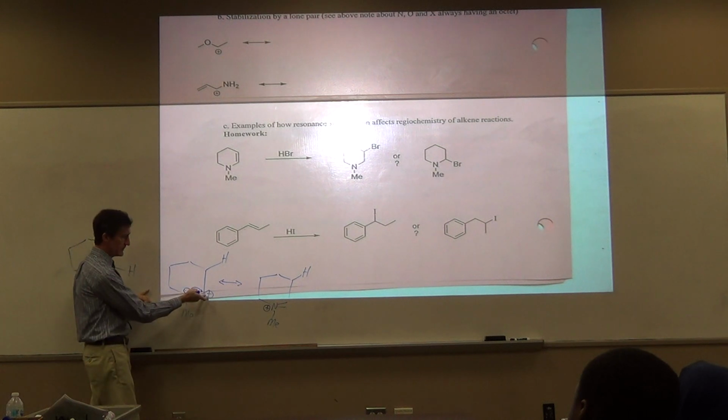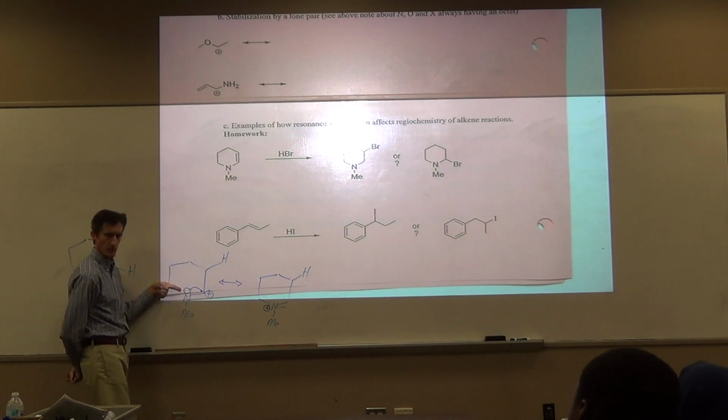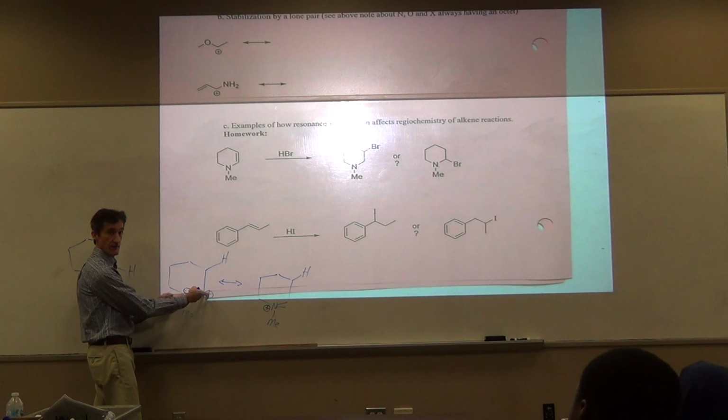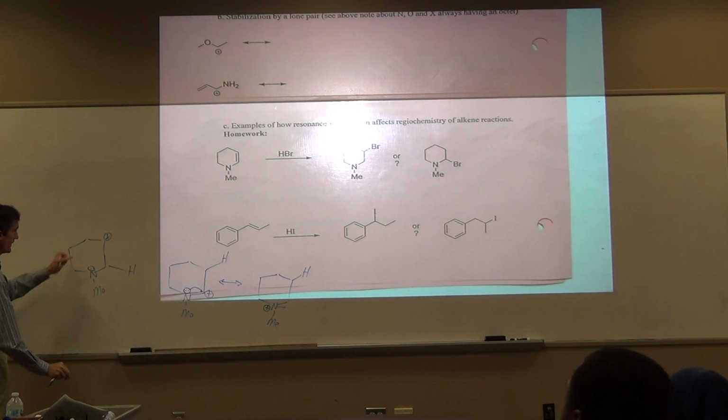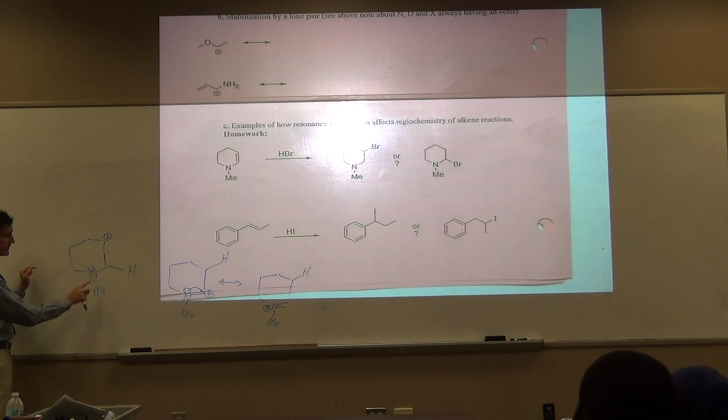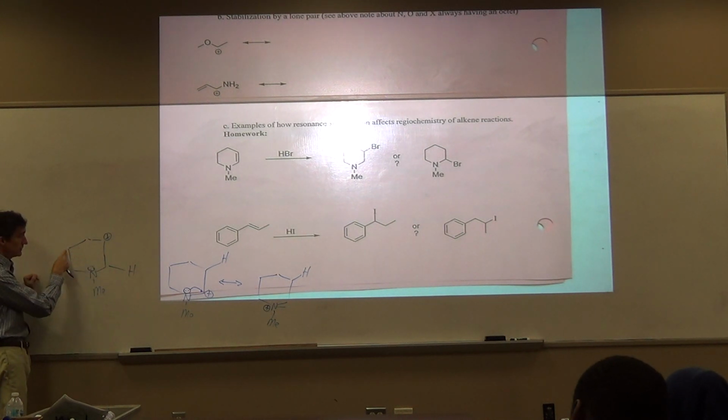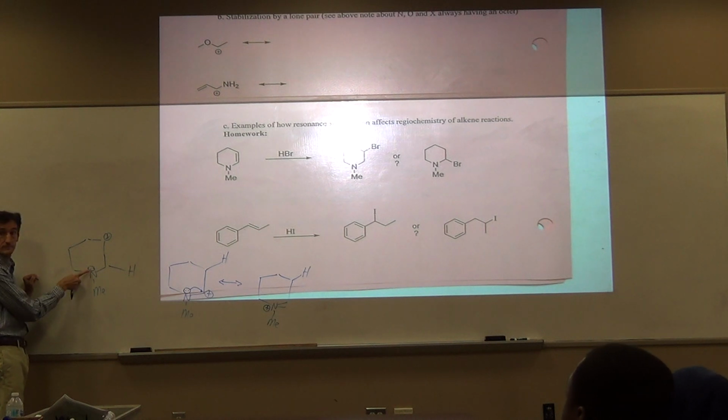That is an empty p orbital. What type of orbital is a lone pair in? P orbital, because anytime a lone pair is next to a p orbital, it's going to want to be in a p orbital. You've got two p orbitals here. They're conjugating. That's what I'm trying to show here with my resonance. That's an empty p orbital. Is there a p orbital anywhere else? No. Is this lone pair in a p orbital?